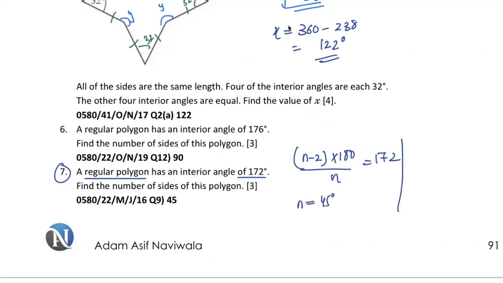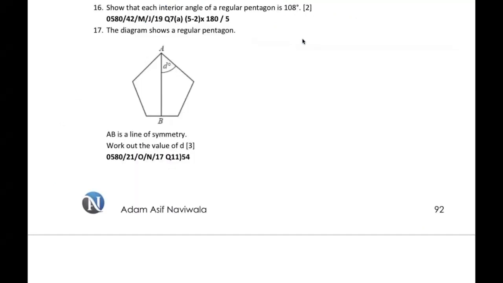The other way to go about this question was, if you know the interior angle is 172, find the exterior angle. The exterior angle is going to be 180 minus 172. That is just 8. Okay. So each exterior angle is defined as 360 upon n. So n is simply going to be 360 divided by 8. That is also 45.